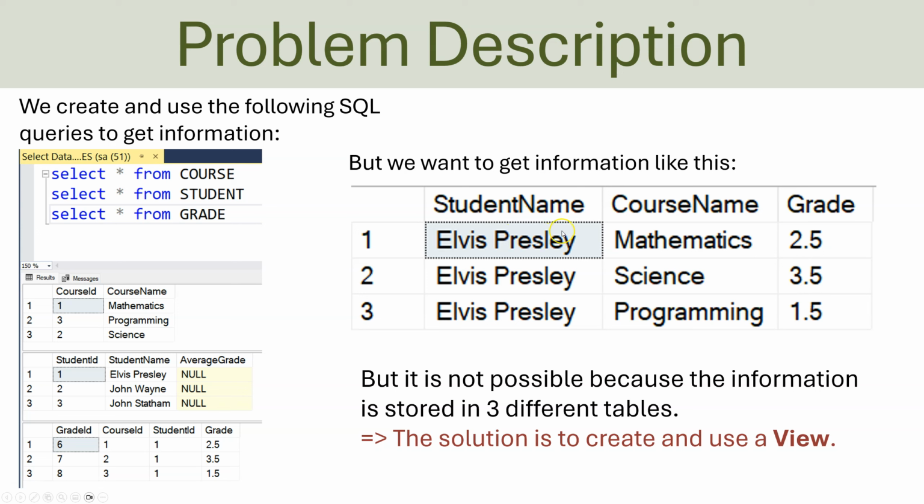But this information is stored in 3 different tables, so the student name is stored in the student table, while the course name is stored in the course table, and the grade itself is stored in the grade table. So typically we want to merge information that is stored in this case in 3 different tables, but it could in general be 2 or more tables. So in order to make this happen, we typically need to create a view, because a view is a way to show information that is stored in multiple tables.